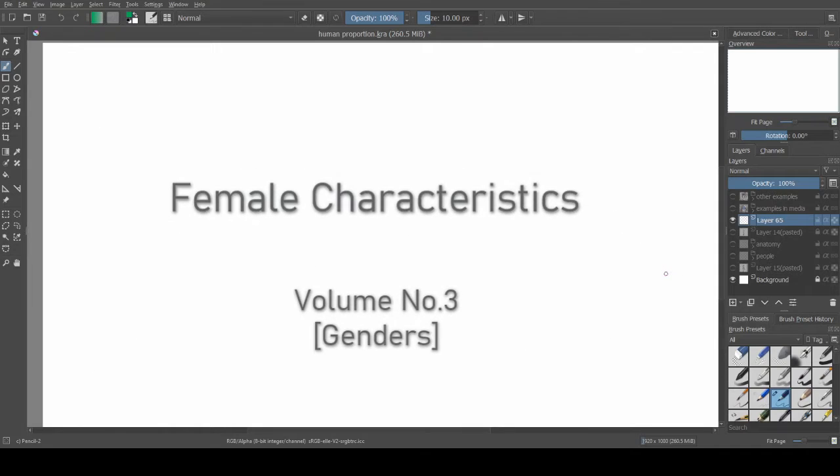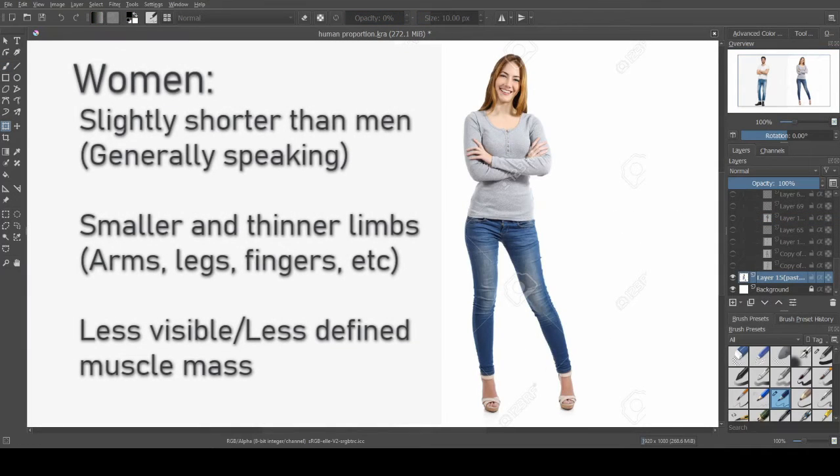So let's begin on the female side. Now, females, genetically speaking, are somewhat shorter than males. Most of the time it could be half a head or just slightly shorter than their male counterpart. However, female bodies do tend to have smaller and thinner appendages. These include the fingers, arms, legs, hands, and etc. This is usually due to a slight lack of muscle mass compared to the male side, or at least a lack of visible muscle, which is something we'll go into a little more detail when we talk about males.